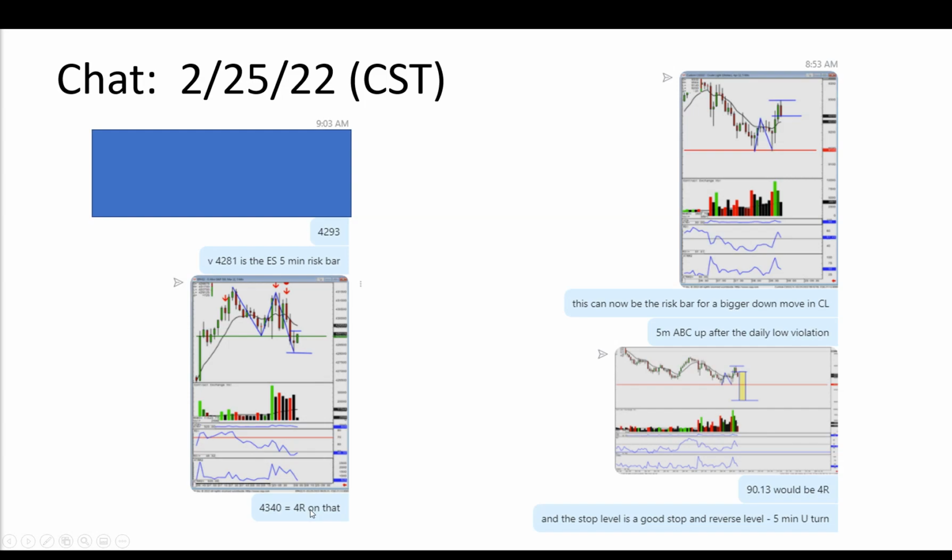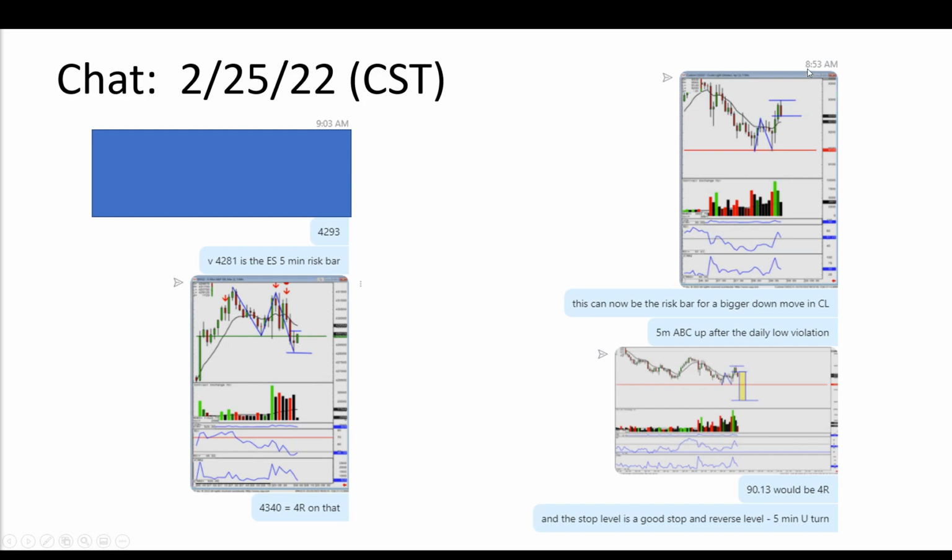4R means the point at which you would make 4 times your risk. Similarly, at 8:53, which was 10 minutes before this, and the reason I put this one first is because it played out first. Crude had been a little more annoying and irritating, but it did finally play out and do what I expected it to.